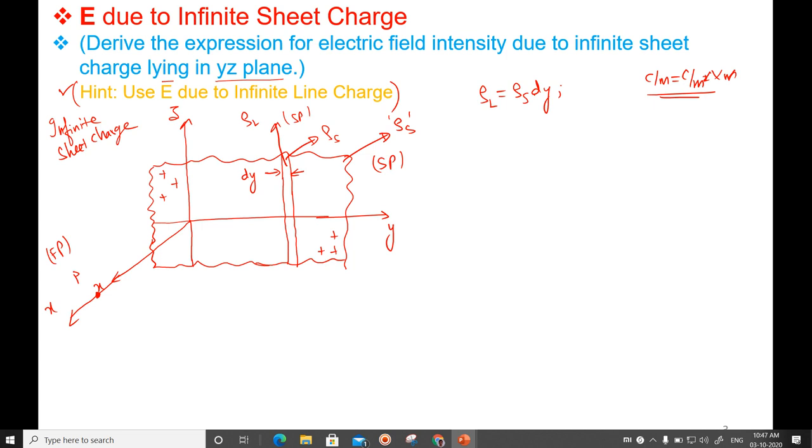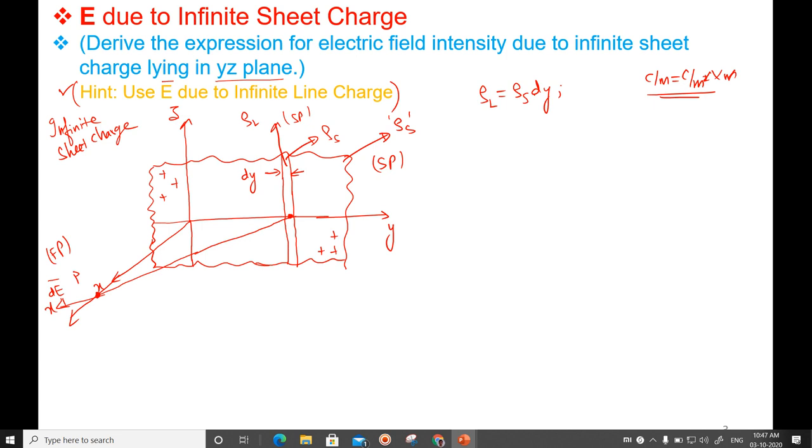Let me call it as dE. So I will join it here. From here, I will take it on the y-axis, then I will try to draw it and join it. Yes, luckily it came straight. Yes, this is dE, the differential electric field intensity dE.